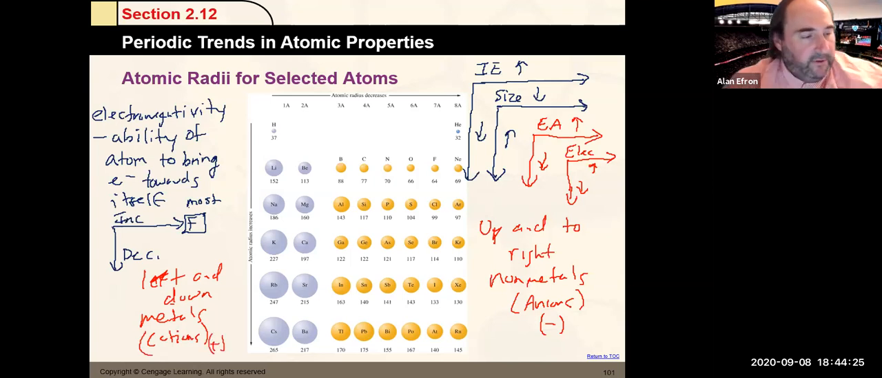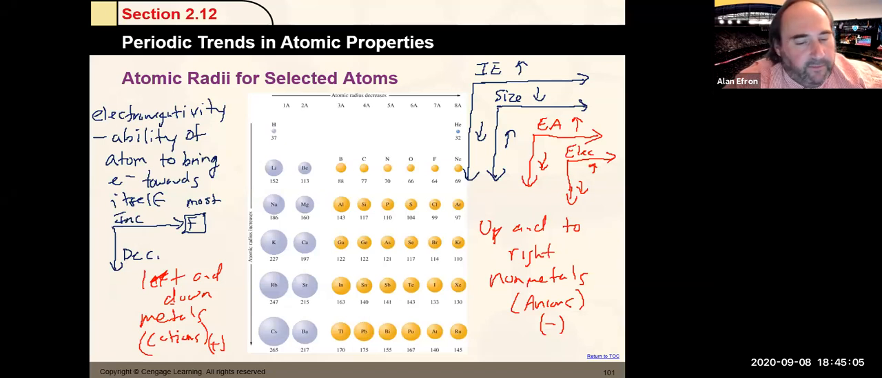Question on how those trends all work together, which is sort of what we know. Metals lose electrons, positively charged. Non-metals gain electrons, become negatively charged. And if you had to venture a guess, where should we find the most active non-metal on the periodic table? It should be found up and to the right on the periodic table. And the most active metals should be found left and down on the periodic table. Again, based on those trends, that's going to give you your most active metal, left and down.